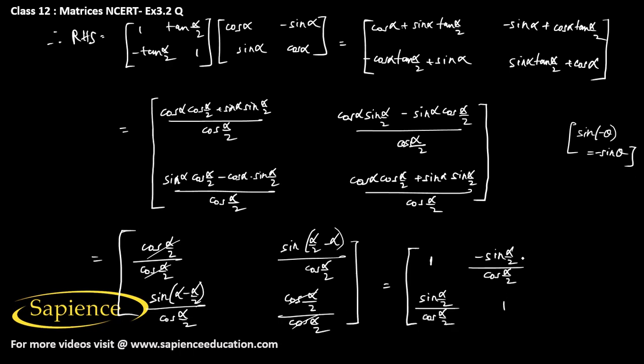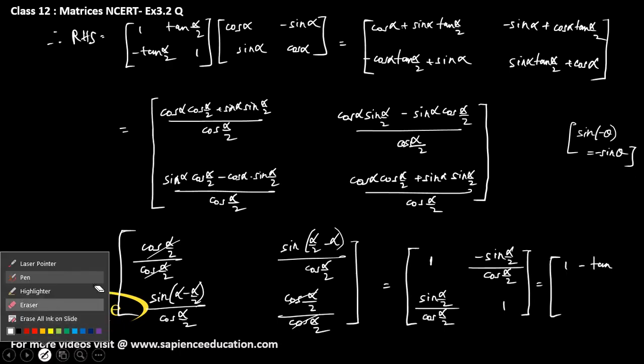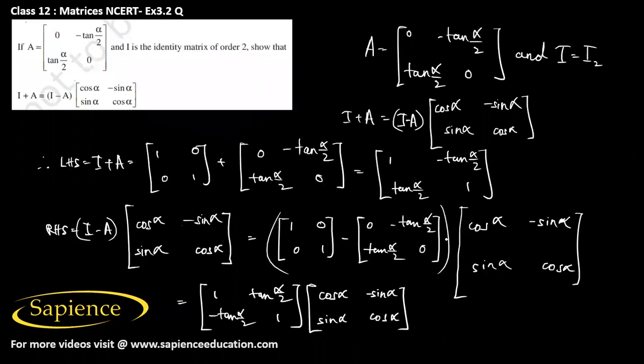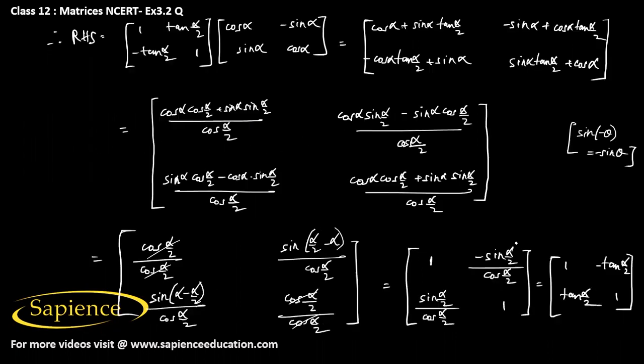And this is 1. So therefore, the final answer is coming [1, minus tan alpha by 2; tan alpha by 2, 1]. So this right hand side, as you can see, is coming exactly the same as the left hand side. So hence proved. I hope you have understood the concept. So thank you.